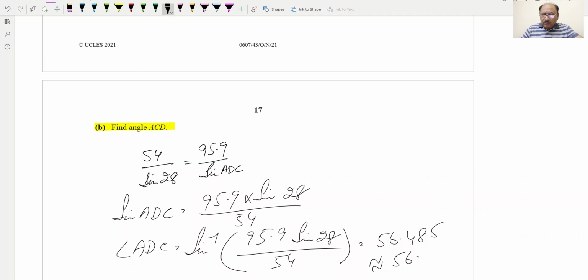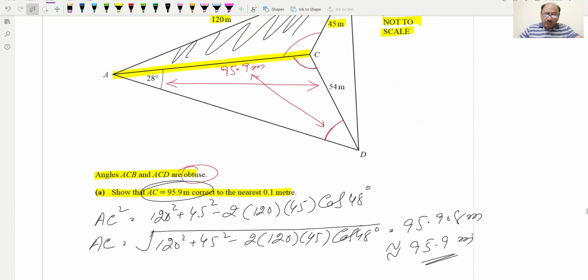56 point, we are up to 2 dp we can round, so this is 2 dp. Now this is basically the angle which we were supposed to find, but they are saying angle is obtuse, we know, but this is the angle we found as 56.49, but this angle is not required.